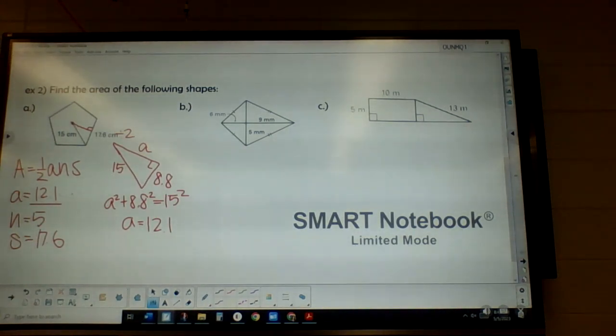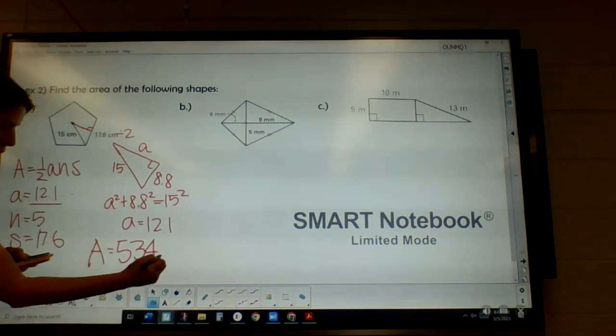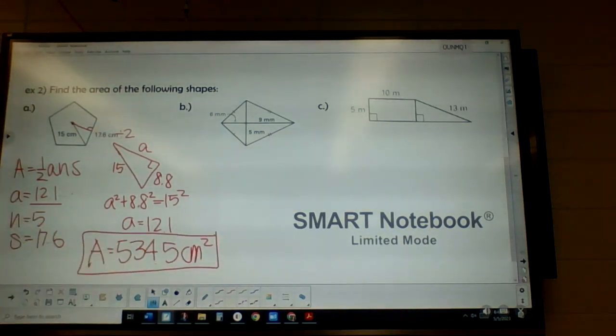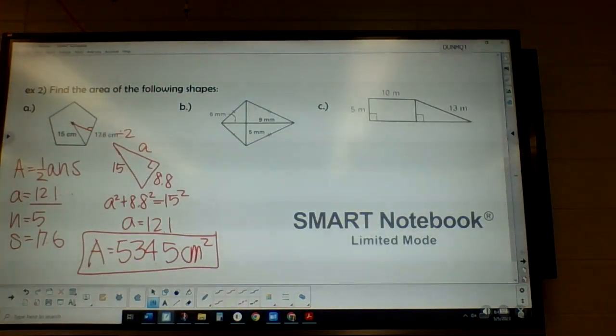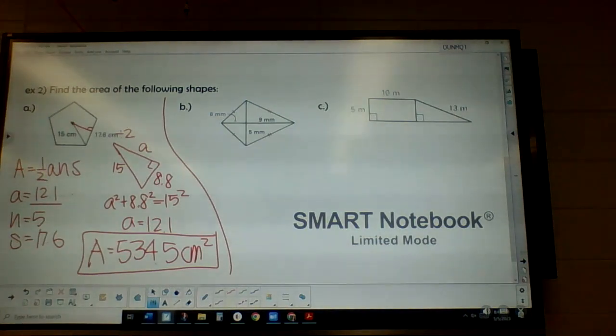I'm taking that, I'm multiplying it by n, which is 5, multiplying by s, which is 17.6, and then multiplying by a half. And my area ends up being 534.5. And then this is centimeters squared. So try to keep that big decimal in your calculator. It'll save you time in the long run. If I can just convince you that that's helpful, that's going to save you time and losing points.